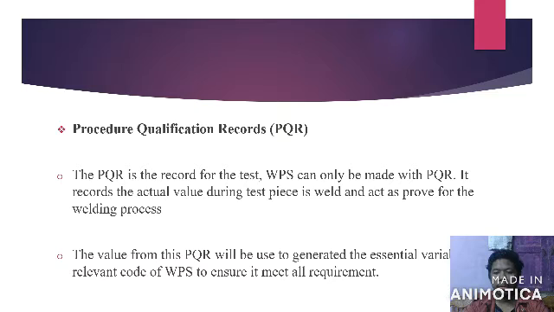WPS can only be made with PQR. It records the actual value during the test piece weld and acts as proof for the welding process. The value from this PQR will be used to generate the essential variables and relevant code of the WPS to ensure it meets our requirements.